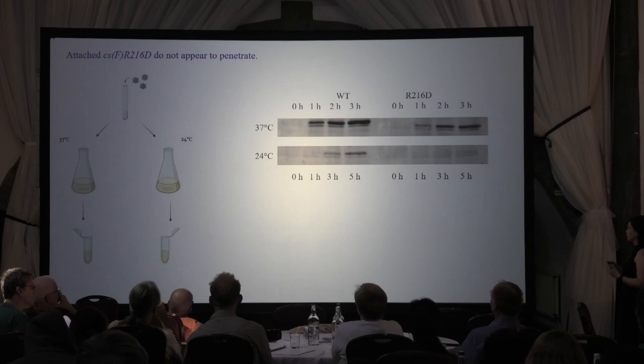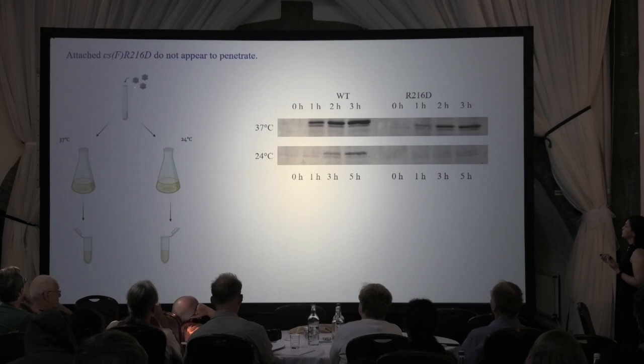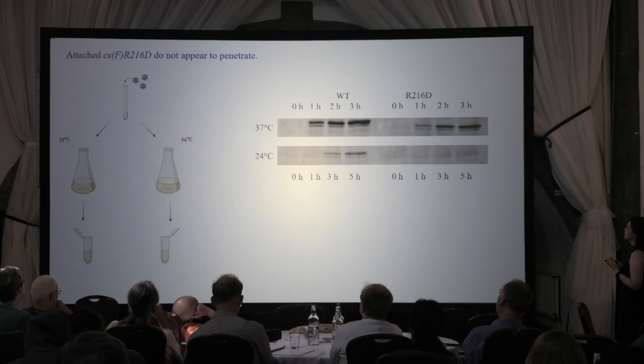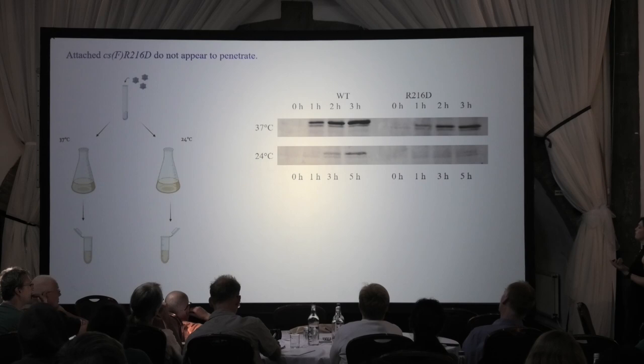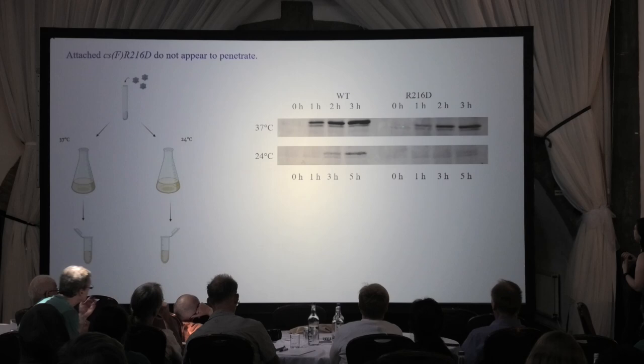And so we pre-attached phage to lysis-resistant cells, took half of that pre-attachment and added it to pre-warmed media at 37 degrees and the other half to pre-warmed media at 24 degrees, and then ran those infections at those respective temperatures and took samples at different time points. Then for those samples, we ran them on a protein gel to observe coat protein production. We can see that for both wild type and 216D at 37 degrees, we do see that coat protein banding, indicating that viral production is occurring and an infection is occurring.